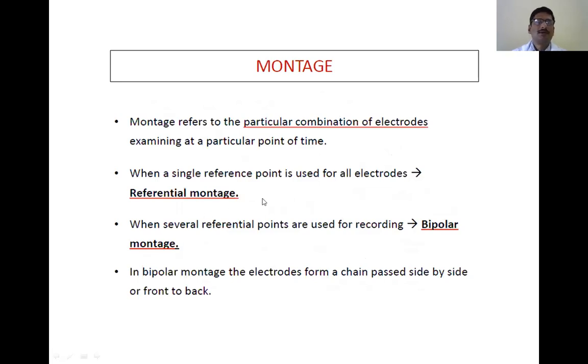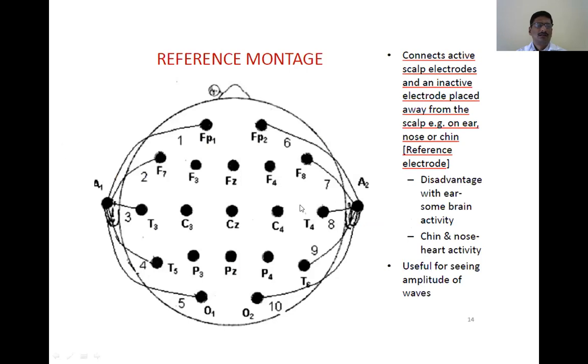So as I said, the referential montage is when a single reference point is used for all electrodes, and there's one active electrode and the other electrode is from a central point or from a point which is outside the scalp, maybe from the earlobe or maybe from the chin, etc. In bipolar, we use several reference points. That is, 2 neighboring points are taken, and in a particular line or chain, they are being recorded. In bipolar montage, the electrodes form a chain and pass side by side from front to back. That's how it is being recorded. Like this, from here to here, here like this, and on a chain they will record.